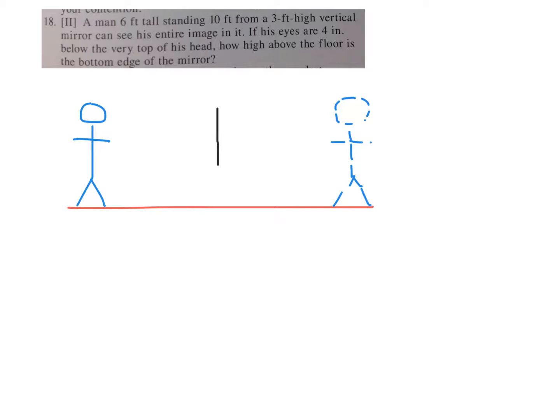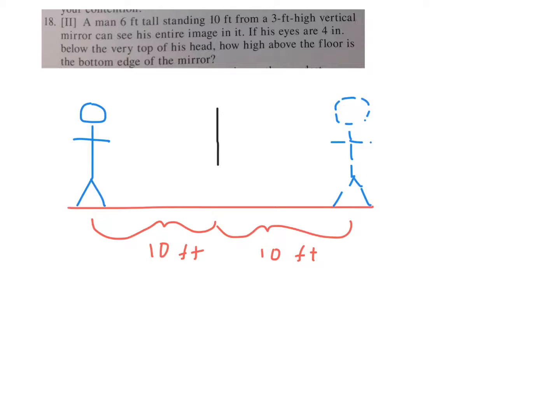Side view: the dashed image here is the virtual image you would see, quote unquote, behind a mirror. The black line in the middle is the mirror, the 3-foot mirror. You only need a mirror that's half your height to see your total height. This distance right here to the mirror is 10 feet, and then your image will also be 10 feet behind the mirror.